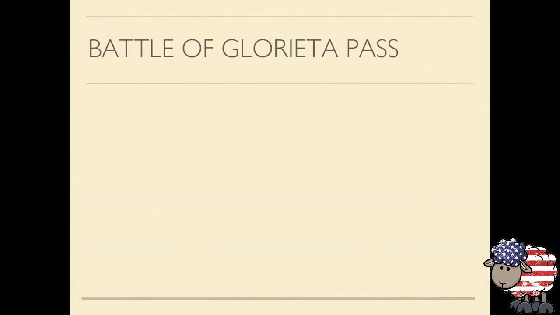Now, the Battle of Glorieta Pass. This battle took place in March 1862 and really is nothing super spicy or sexy. It happened in New Mexico, so it is outside the North and South, whereas most battles are fought, like Gettysburg in Pennsylvania or battles in Virginia or Tennessee. However, this is a Western battle.